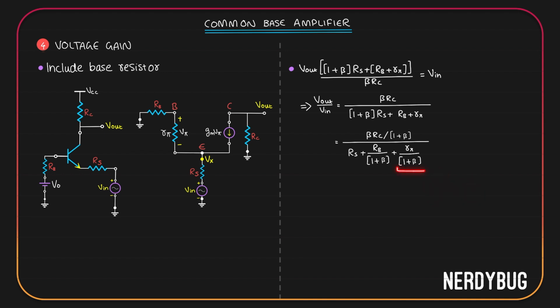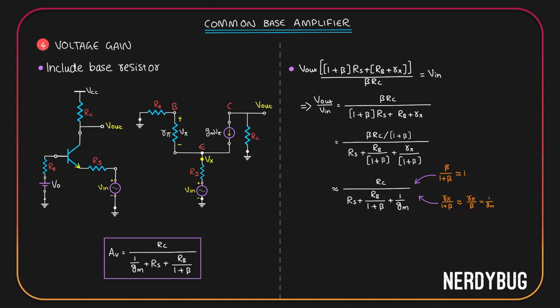So this term can be replaced by 1 by gm. That gives us Rc divided by Rs plus Rb by 1 plus beta plus 1 by gm. These are the two approximations we made. Beta divided by 1 plus beta is approximately 1. And R pi by 1 plus beta is approximately R pi by beta, which is equal to 1 by gm. So the voltage gain is Rc divided by 1 by gm plus Rs plus Rb by 1 plus beta.